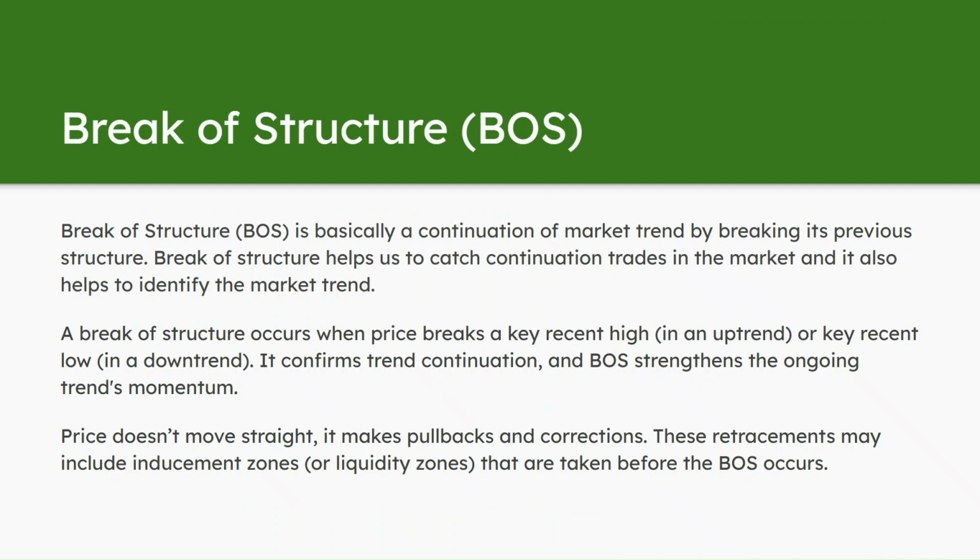Now moving on to the break of structure. Break of structure is basically a continuation of market trend by breaking its previous structure. Break of structure helps us to catch continuation trades in the market, and it also helps us identify the market trend. A break of structure occurs when price breaks a key recent high in an uptrend or a key recent low in a downtrend, and it confirms trend continuation, while the BOS strengthens the ongoing trend's momentum.